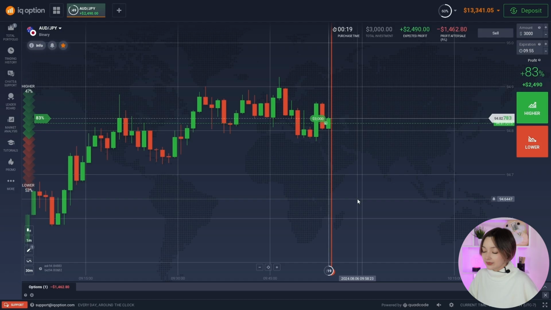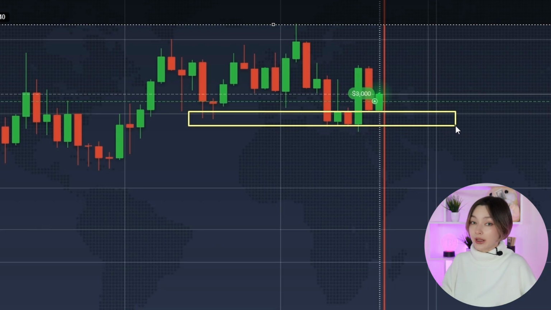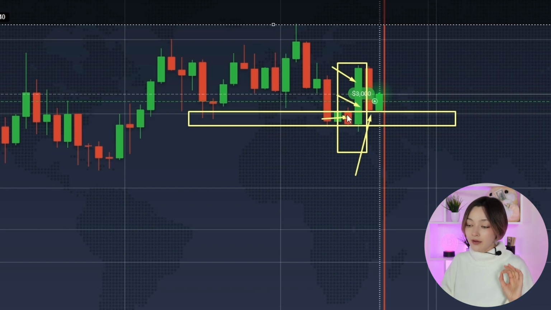Let's see. First of all, we can see that the price is in the support area. And it's quite possible that this is the reason why the signal has emerged. Secondly, we can see this large momentum candle along with this engulfing pattern. The second candle, this time a green one, completely engulfs the red candle. This pattern indicates the continuation of the move, for example, the upward move in this case particularly.